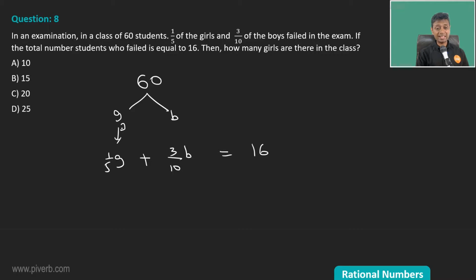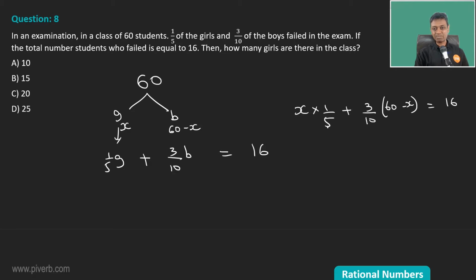Let there be X girls in the class. Of the total 60 students, X are girls. The remaining 60 minus X should be boys. So 1/5 of X plus 3/10 of (60 minus X), the failed boys, is equal to 16. Solve this and we should be through.